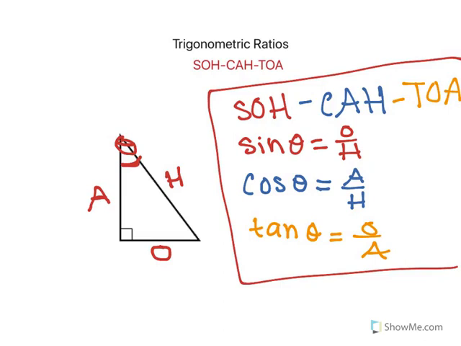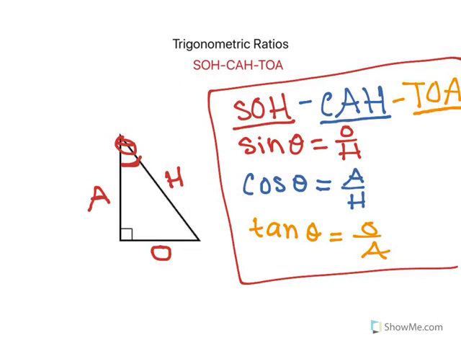SOHCAHTOA, that's just a saying we use to help us memorize. Sine is opposite over hypotenuse. Cosine C is adjacent over hypotenuse. And then lastly, tangent TOA is opposite over adjacent. So say it with me, SOHCAHTOA.